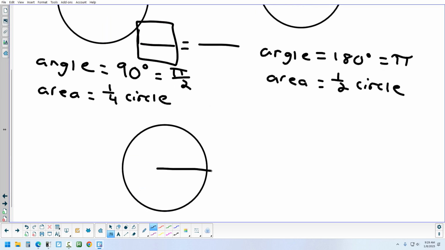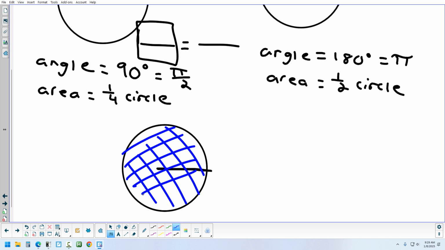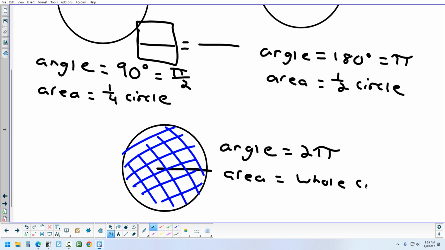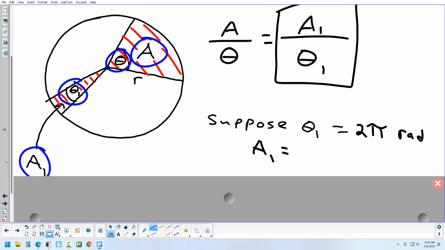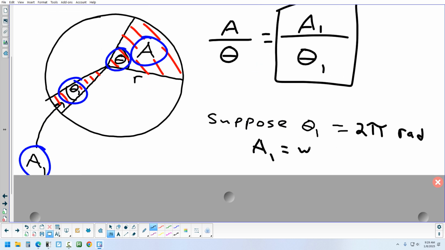My angle would look like this. The initial and terminal side would be right on top of each other. And the area would be the whole circle. So if my angle is 2 pi, then my area is, let's say, the whole circle. So for what we're filling in for our true fact, the angle is 2 pi, the area is the whole circle.